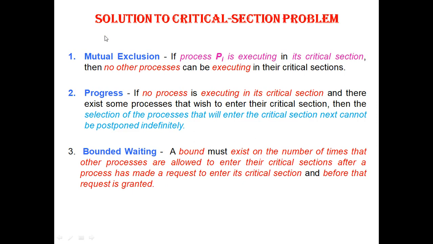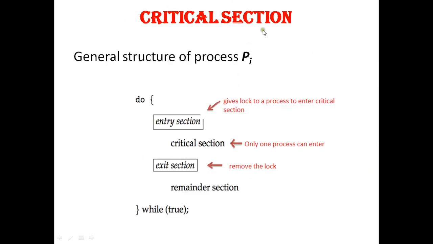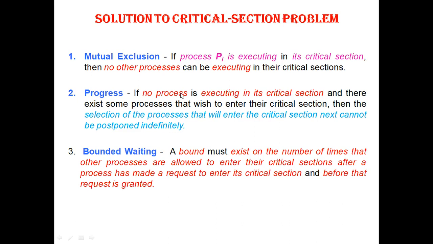Next, in order to have this general structure, there are three conditions to be satisfied. The first one is mutual exclusion, the second one is progress, the third one is bounded waiting. What is mutual exclusion? The important characteristic of the critical section problem is that only one process is going to execute at a time. No other processes can be executing. When process Pi is executing in its critical section, no other process can execute in the critical section. That is called mutual exclusion.